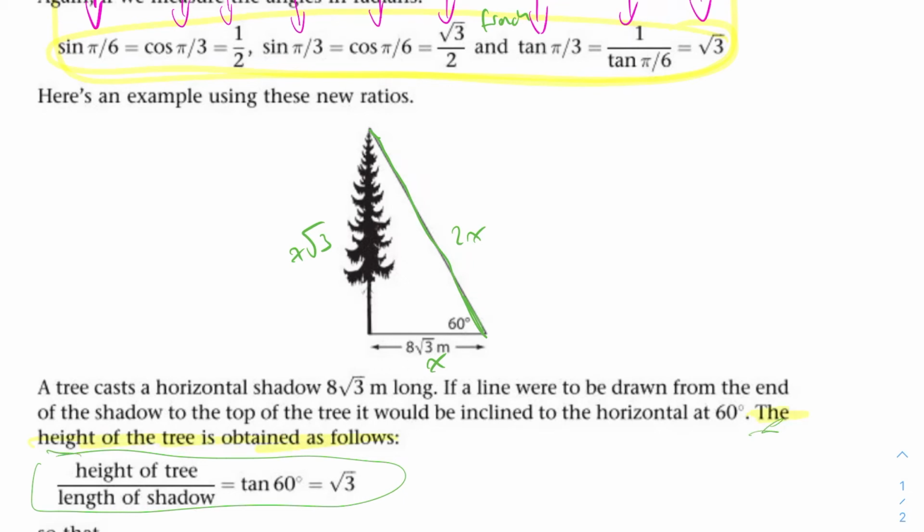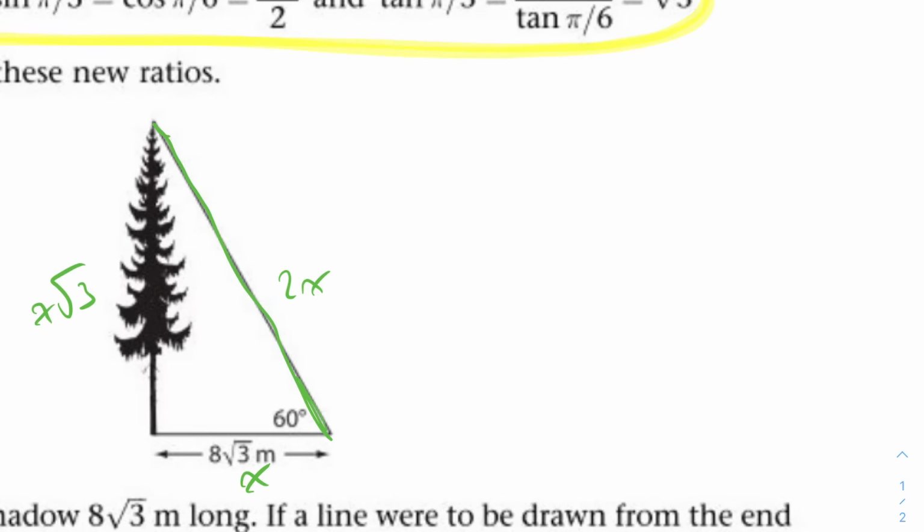Okay, so let's obtain the height of the tree. All right, so what do we have? We have the angle, which is 60, and we have the adjacent. You see that? The adjacent of the angle, 8 times the square root of 3. What do we want as it relates to the angle 60 degrees? Do we want the hypotenuse? Do we want the adjacent? Or do we want the opposite?